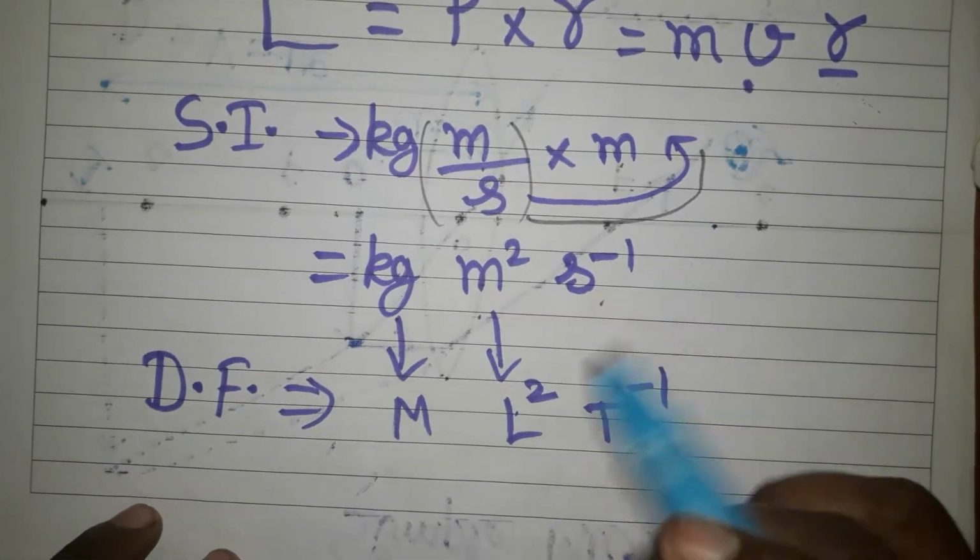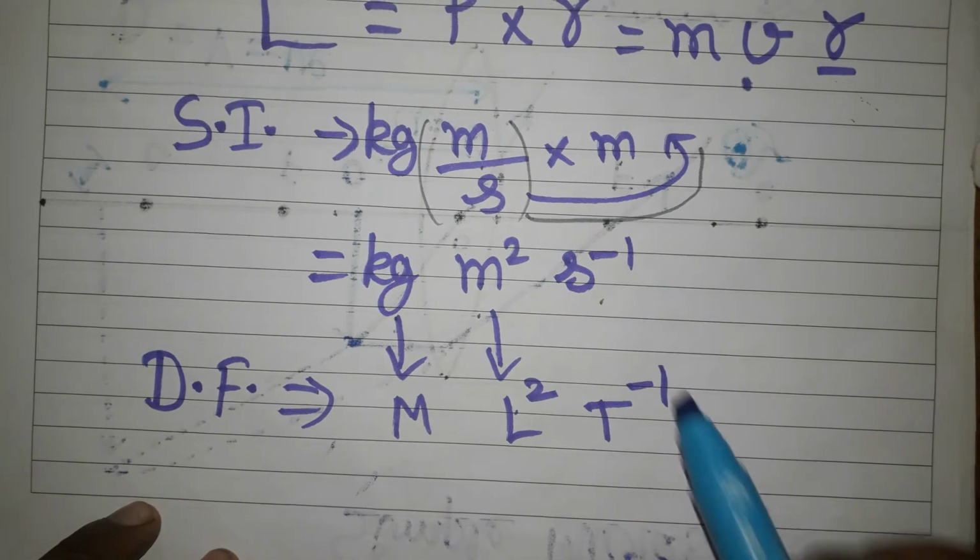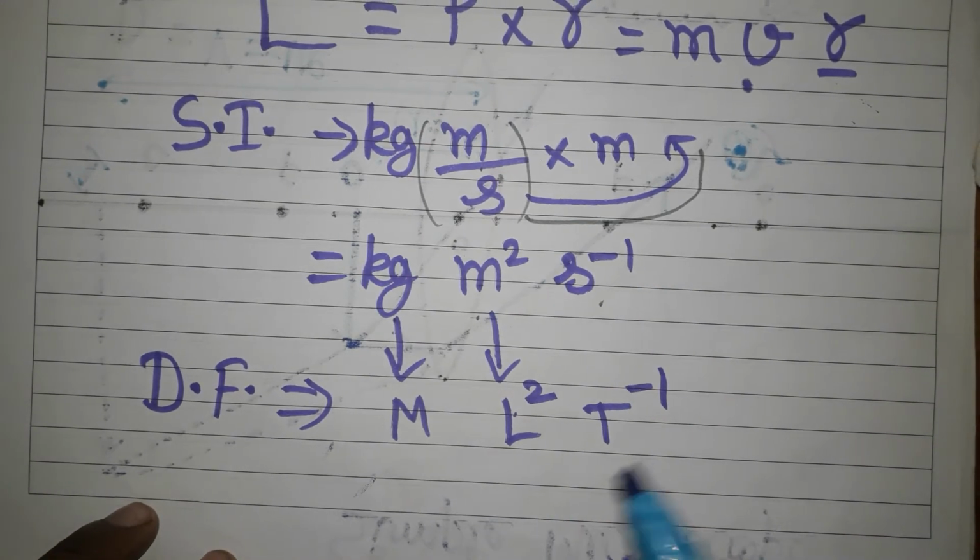Now what about the dimensional formula? Mass is M, length is L, time is T. So the dimensional formula is M L square T minus 1. Dimensional formula of angular momentum, we got.